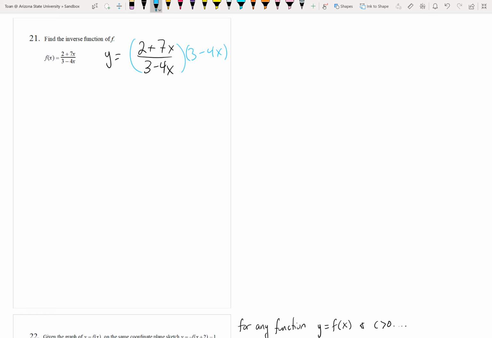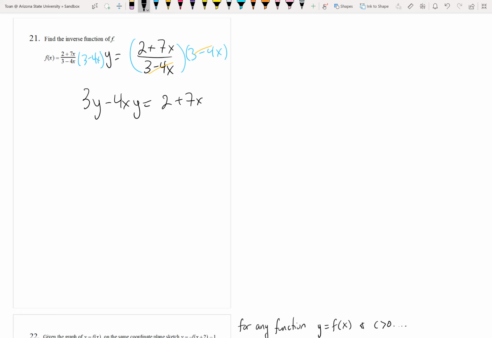And I'm going to go ahead and distribute the y at the same time. So distributing this y here gives me 3y minus 4xy equals, and then on the right hand side the denominators are gone, equals 2 plus 7x. So algebra 101, solve for x.